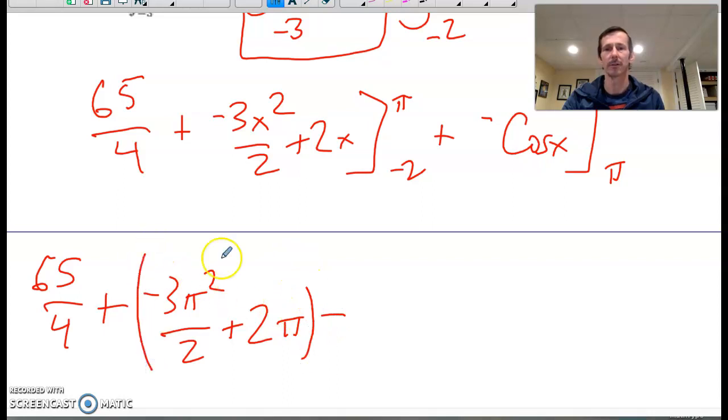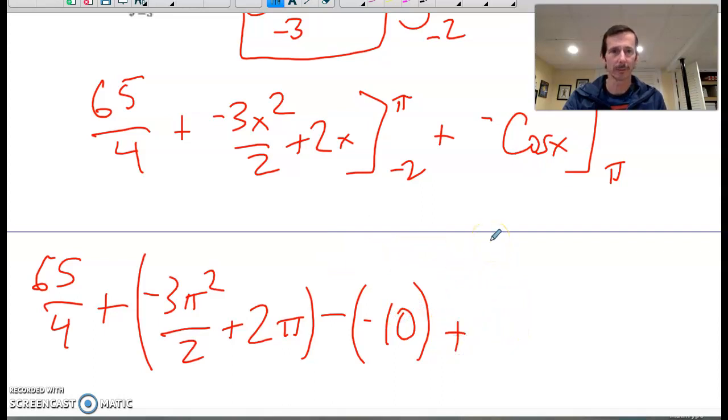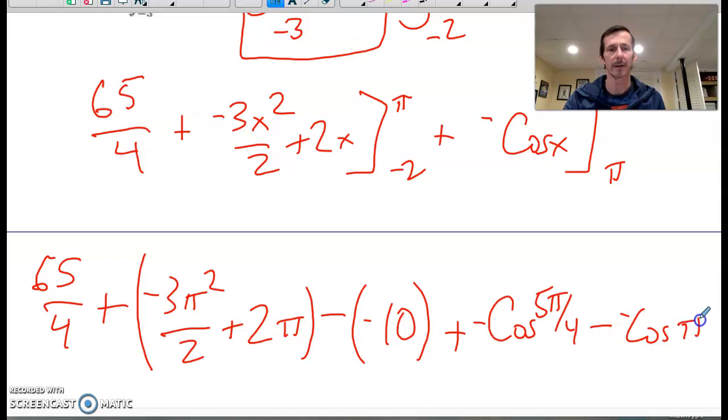And we actually already know what this is going to equal because we've done it. Plugging a -2 in here gets me -10. We did that twice now, really. And then over here I've got negative cosine of 5 pi over 4 minus negative cosine of pi. And I'm going to change a couple things. First off, I'm going to immediately change that to a plus. I'm going to change that to a plus.